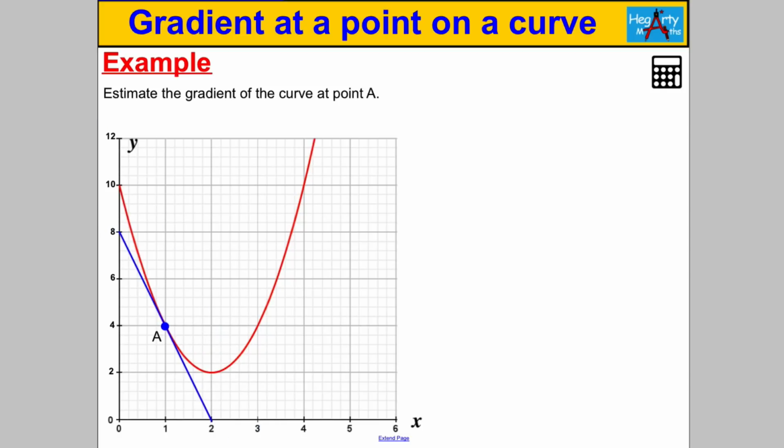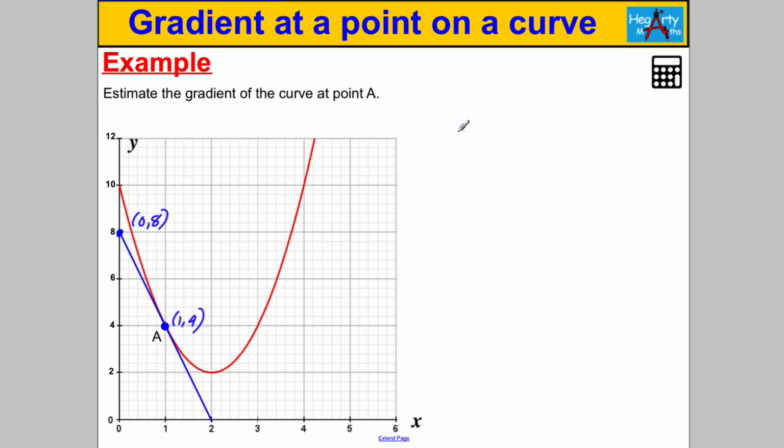And now we try and find some nice coordinates on this line so that we can work out the gradient of this tangent, which will be an estimate for the gradient of the curve at point A. So can we find some nice ones? Well, A itself looks quite nice. A is at 1, 4, and another nice one is maybe this one. It's at 0, 8 here.